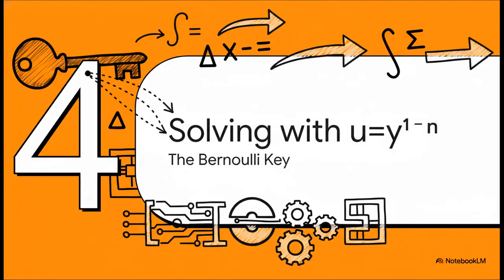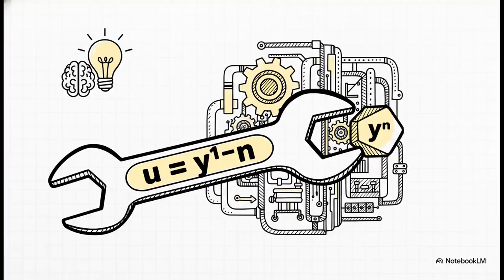So for all those other cases, when you've got a true Bernoulli equation on your hands, what's the plan? You guessed it, it's another clever substitution. And here is the exact key for this lock. The substitution is u equals y to the power of 1 minus n. And that n is the very same n from that troublemaker term in the original equation. This is the one to remember. It's tailor-made for this exact problem.